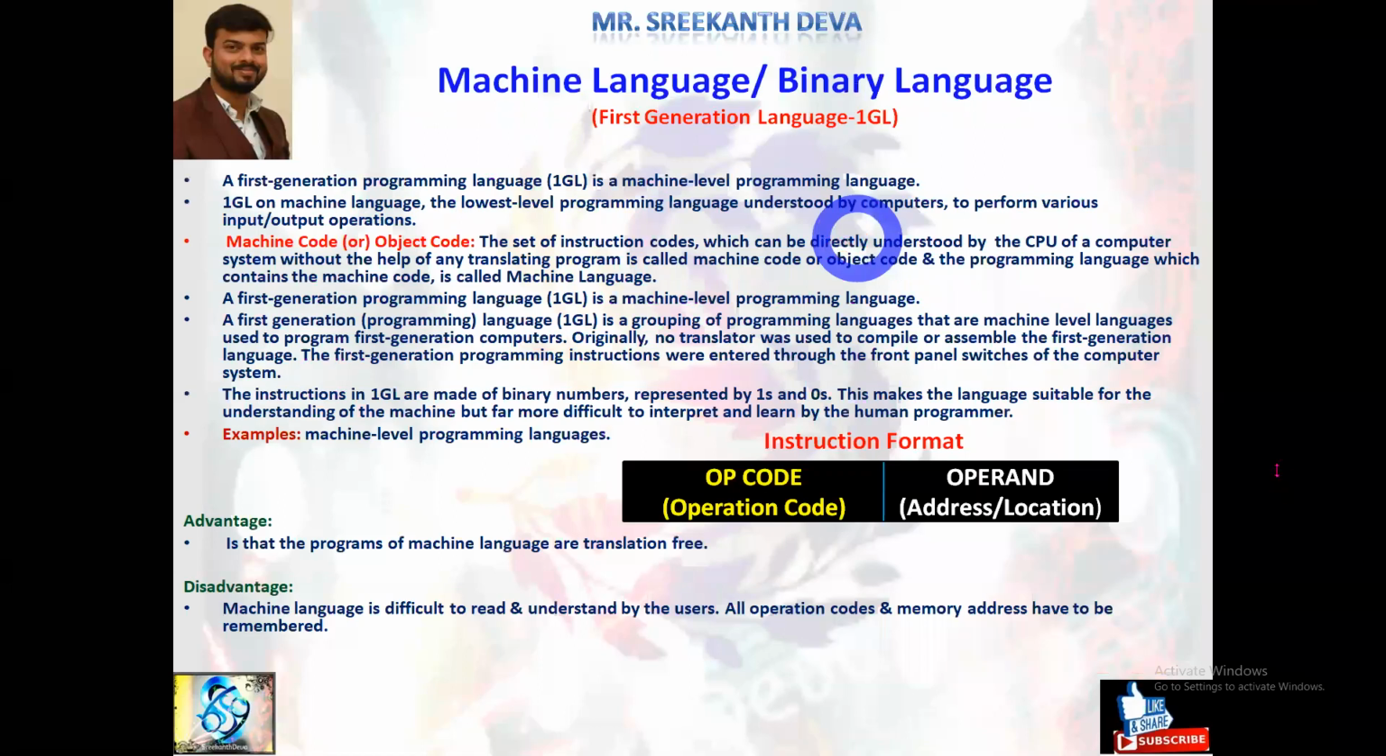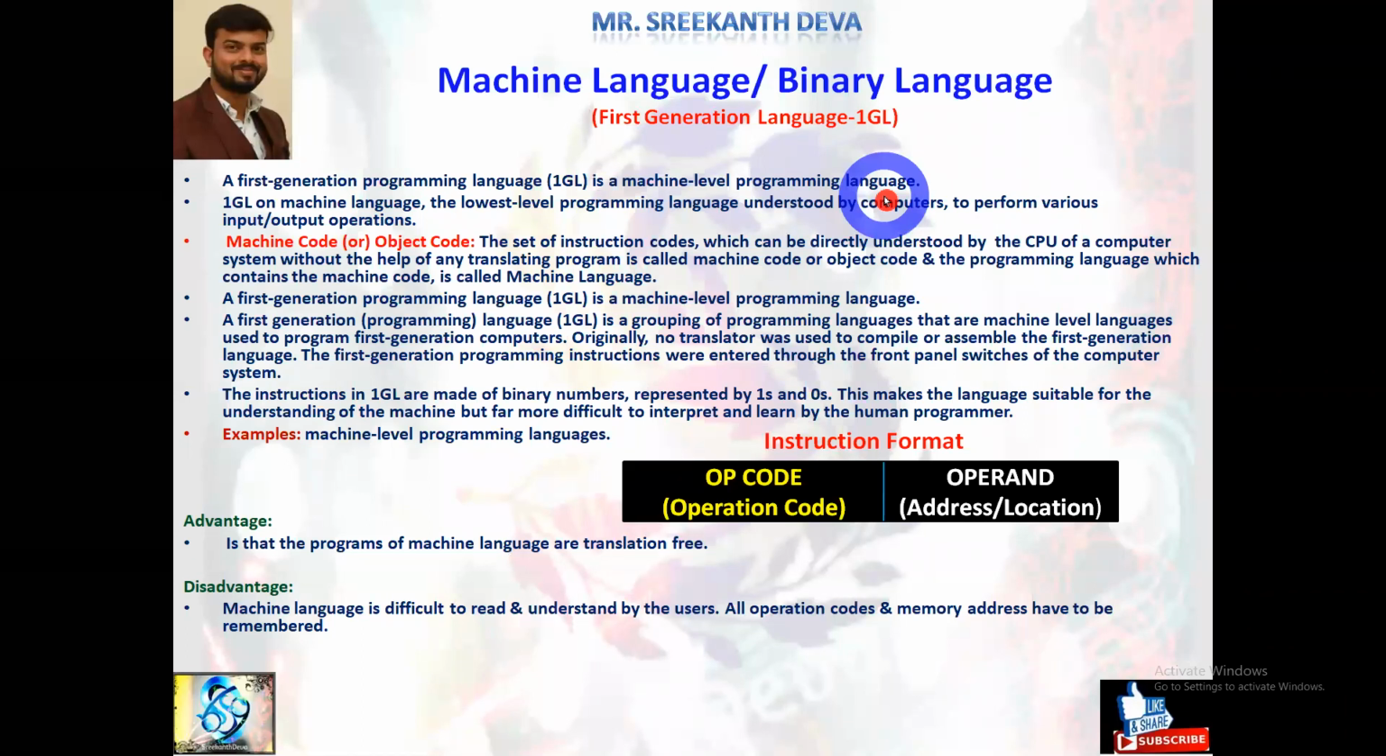Okay. See, coming to the first generation language, what is it called? Machine language, or also called binary language. A first generation programming language is a machine level programming language. See, here machine code is a computer program written in machine language. It uses the instruction set of a particular computer architecture. See, the first generation computers relied on machine language, the lowest level programming language understood by computers to perform various input and output operations.